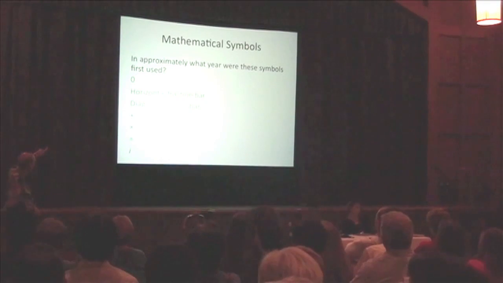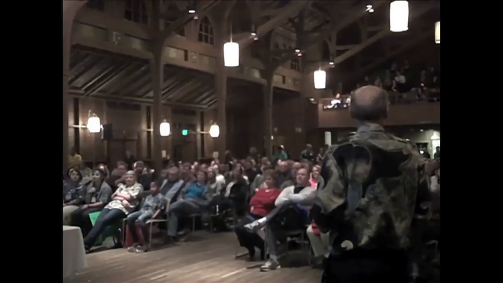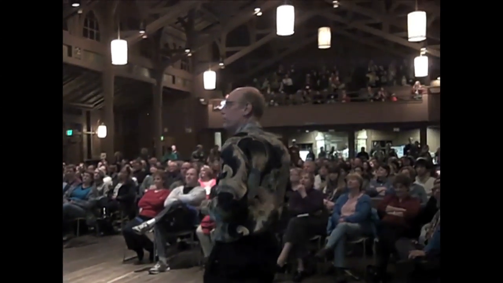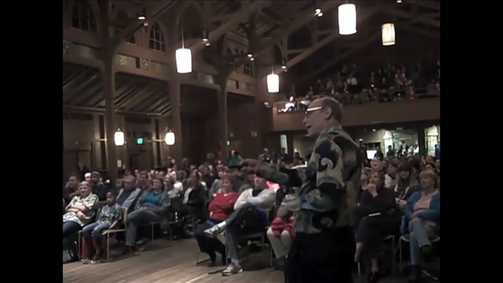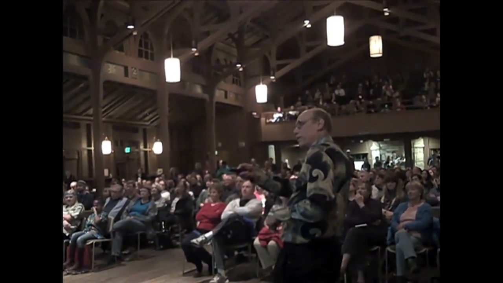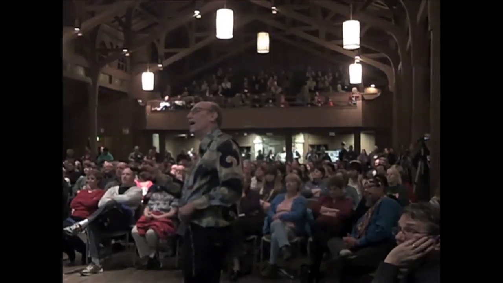15 seconds to think about what year these symbols were first used. Remember, the Greeks did all these wonderful things. They discovered wonderful theorems in 300 BC. In what year were these symbols first used? That's the answer. Later than you think. So should we teach symbols first? And the dot was advocated by Leibniz instead of the X because of confusion with variables, in 1698. And we still haven't learned that lesson.